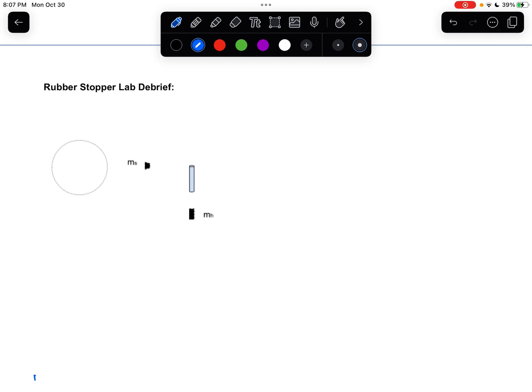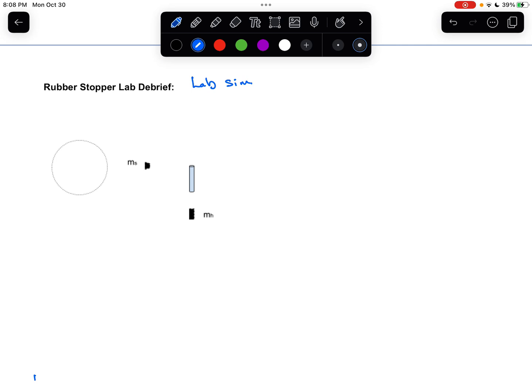All right, we're going to go through the rubber stopper debrief. This is also known as the lab sim that you guys did. Again, I've done this lab physically using swinging a rubber stopper around the room, but I found it's been more beneficial to use the lab sim, which worked out a little bit better.